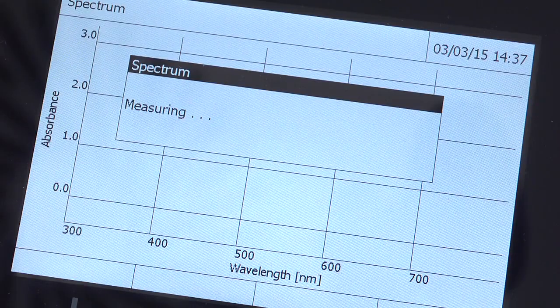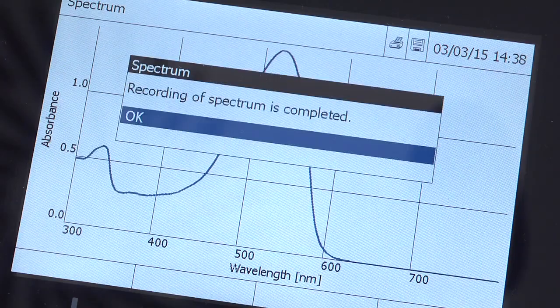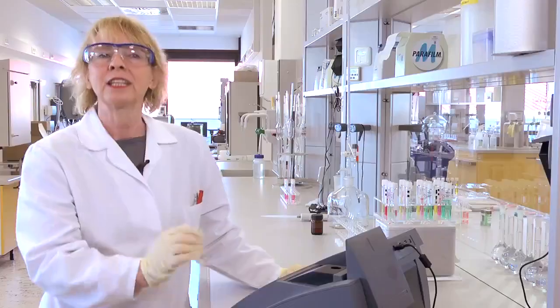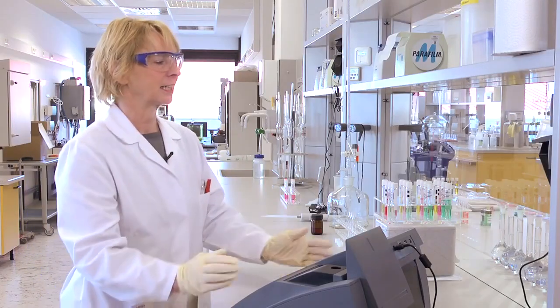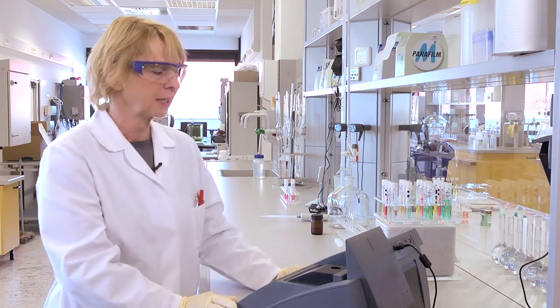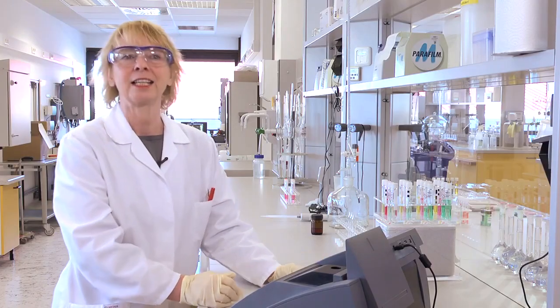But how do we get from qualitative analysis to quantitative analysis? First, we need to run a spectrum. This means that we test the substance along the whole wavelength range and see a peak in this spectrum at 525 nanometers. Therefore, in order to determine the concentration of, in this case, nitrite, the ideal measuring wavelength is 525 nanometers.